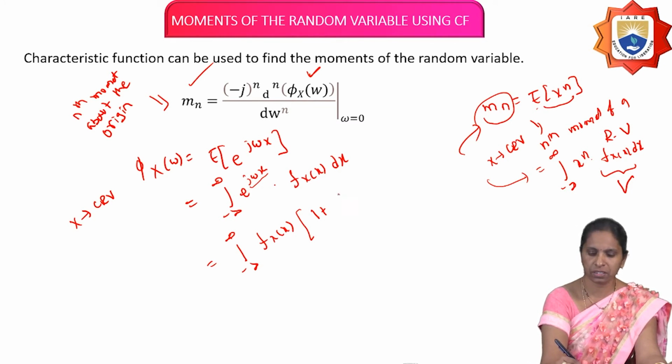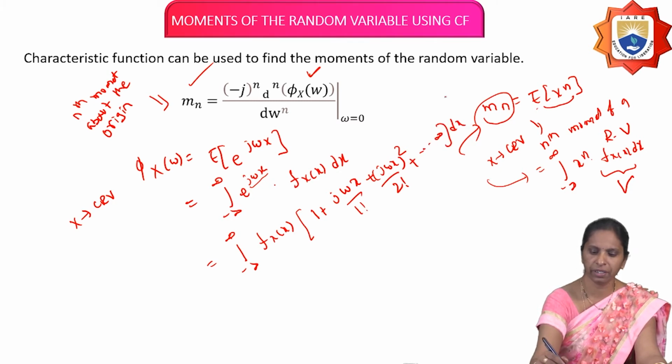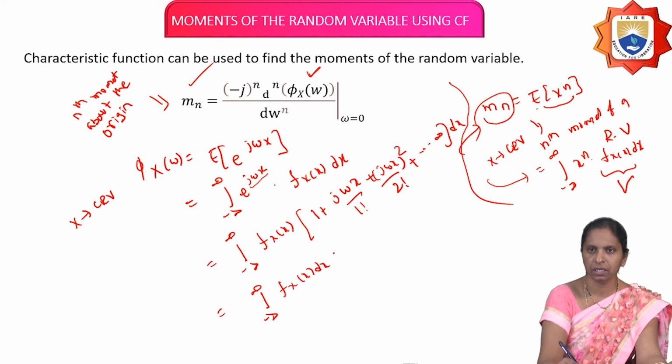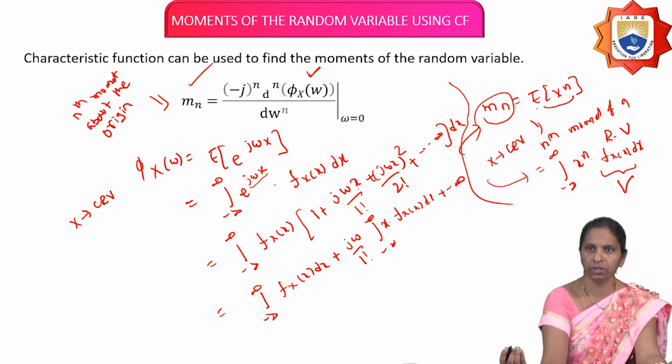Then, 1 plus jωx plus (jωx) square by 2 factorial, plus and so on up to infinity, into f_X(x) dx. That equals the integral from minus infinity to infinity of f_X(x) into 1 into dx, nothing but f_X(x) dx, plus here jω by 1 factorial. What is the value of 1 factorial? 1. So it is a constant. Bring it outside. So the integral from minus infinity to infinity of x into f_X(x) dx, plus and so on up to infinity.